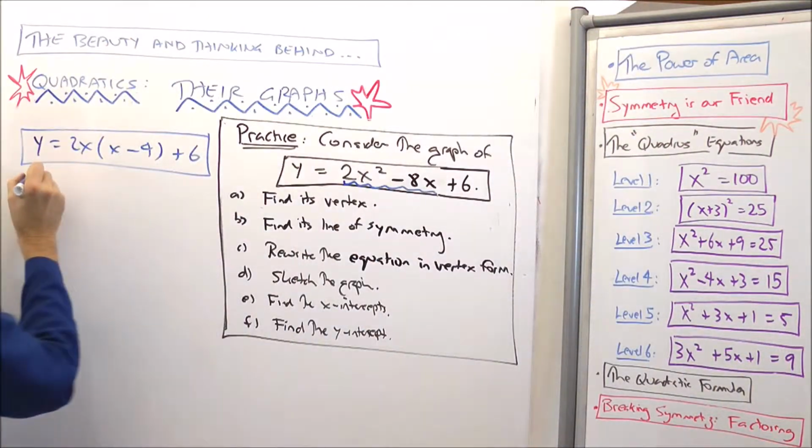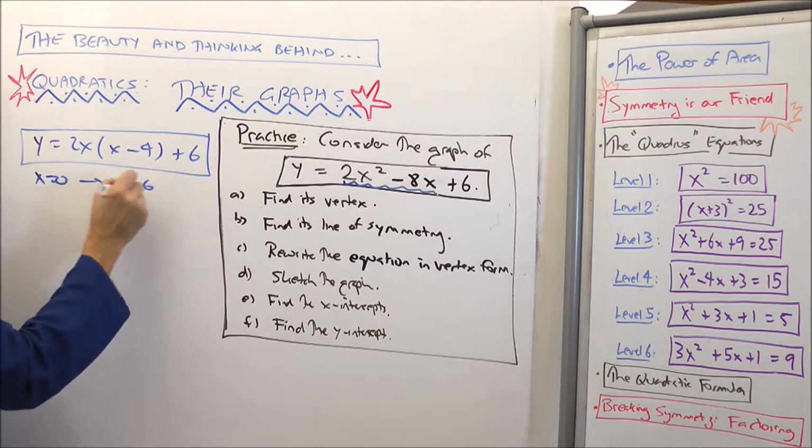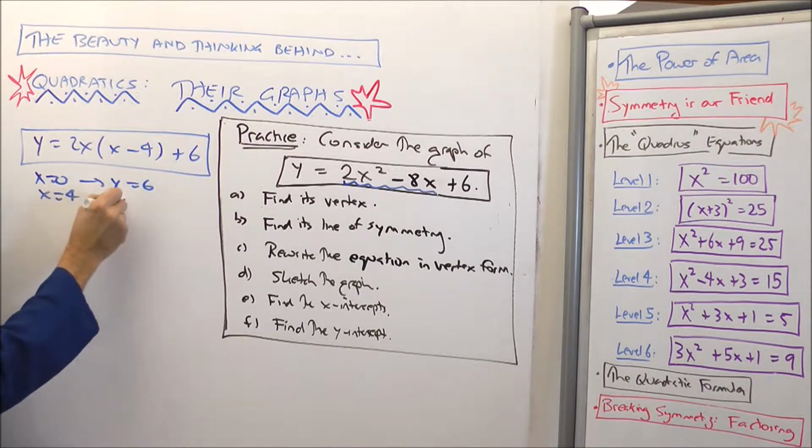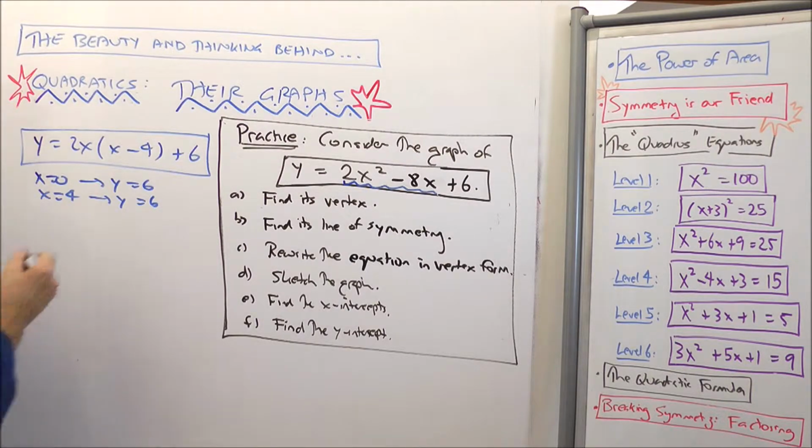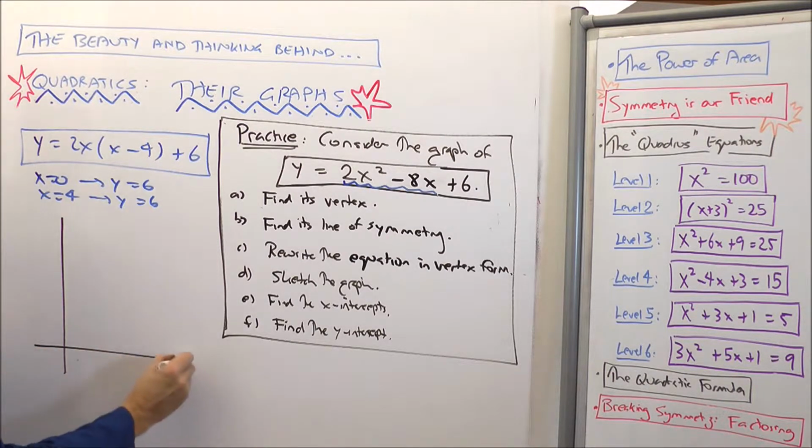So let me write that down. X is 0 gives y equals 6. X is 4 gives y equals 6. Beautiful. So let me plot those points. Let me start drawing the graph. I'll do it here. Hopefully there's enough space.